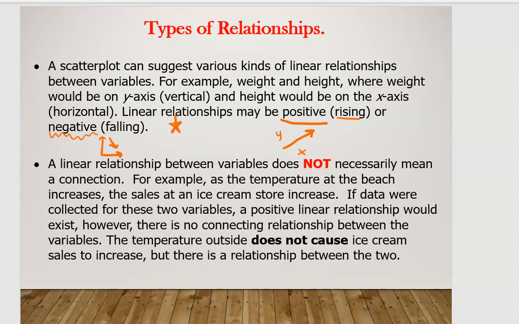The temperature outside does not cause the increase in ice cream sales, but there is a relationship between the two things. And this is what we call, and you'll hear this quite a bit, correlation does not mean causation. Just because two things are correlated with each other, like temperatures and ice cream sales, it doesn't mean they affect each other.